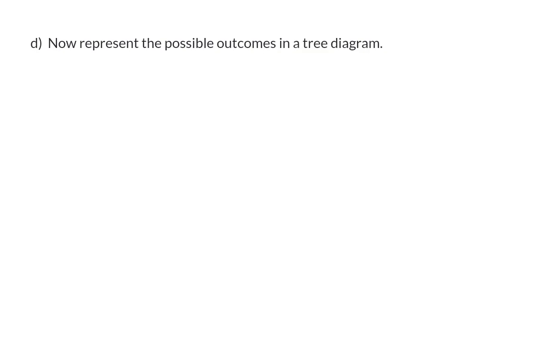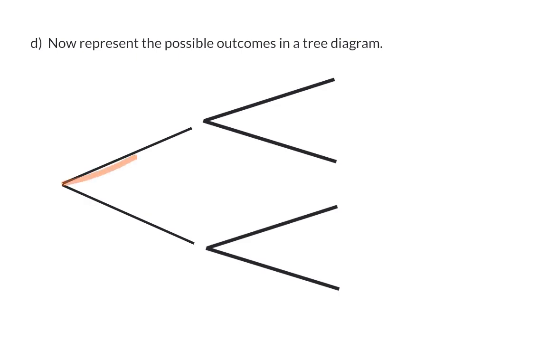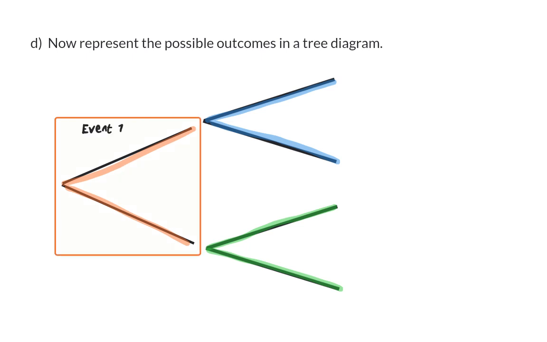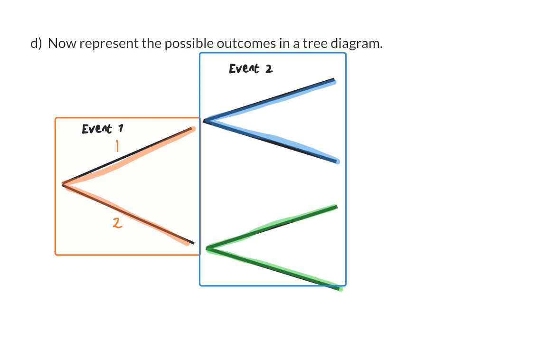Question D. Now represent the possible outcomes in a tree diagram. A tree diagram consists of different branchings. Each new branching represents the possible outcomes for a specific event. So in this example, our first branching represents the first event with 2 possible outcomes. Because we had 2 possible outcomes, our second event will be represented by 2 different branchings.